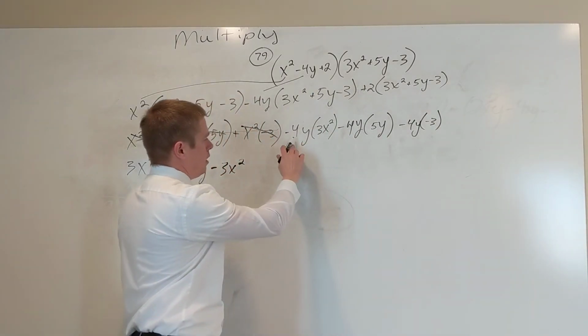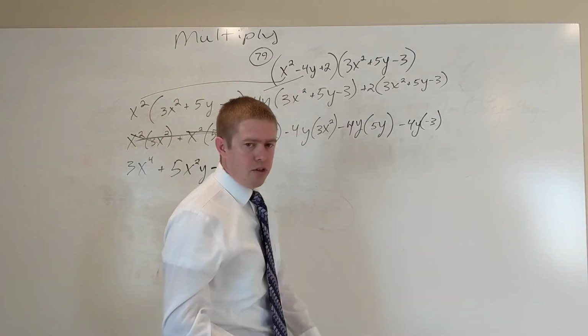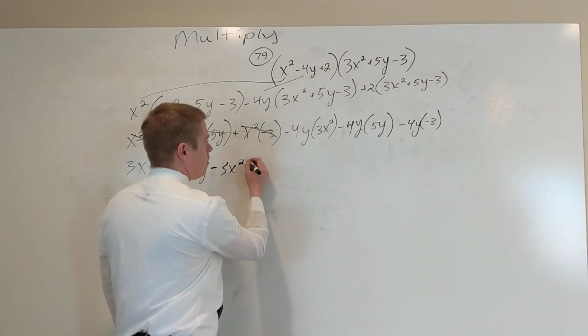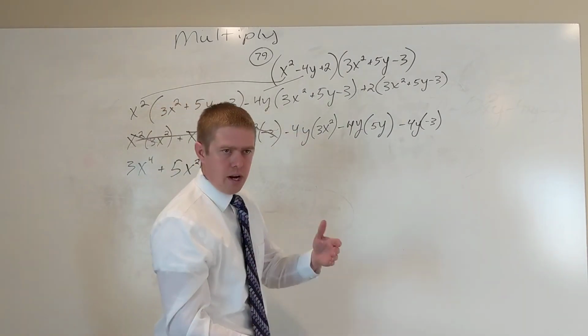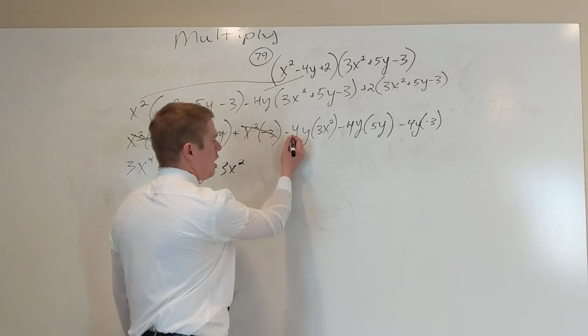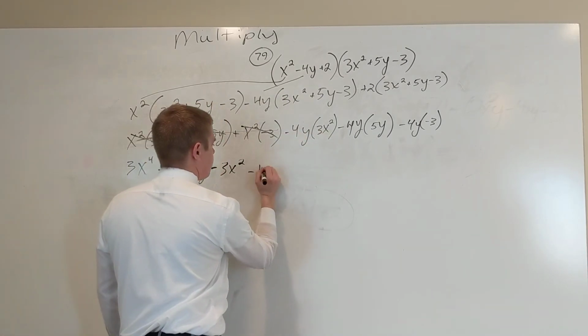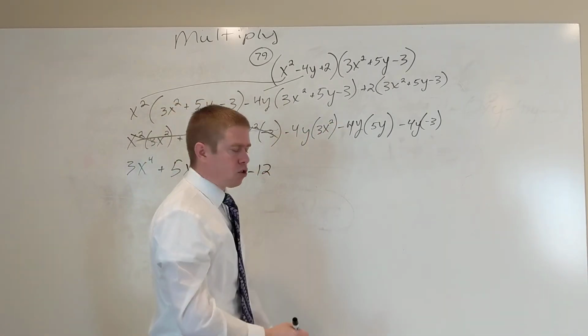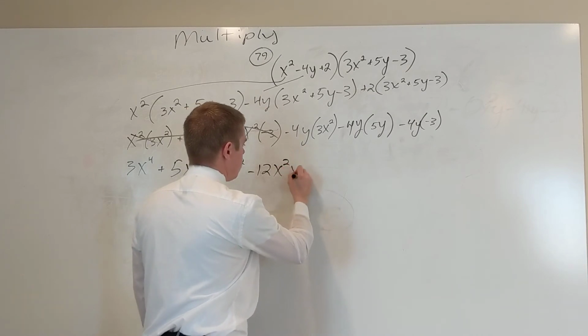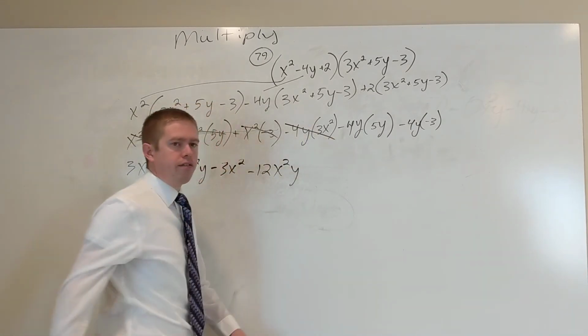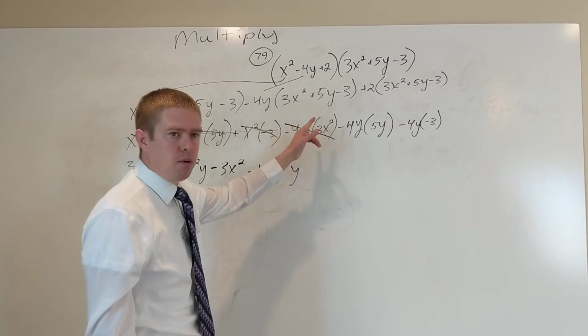When we go through this, we say negative 4y times 3x squared. That becomes negative 4 times 3. We're doing numbers with numbers. Negative 4 times 3 is negative 12. Y times x squared is x squared y. That's taking care of our first term, our first mono times mono there.